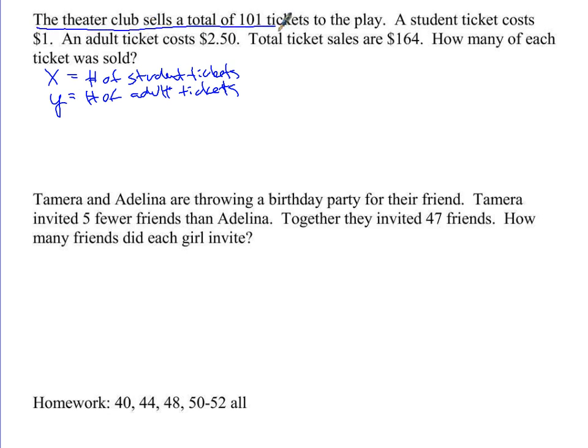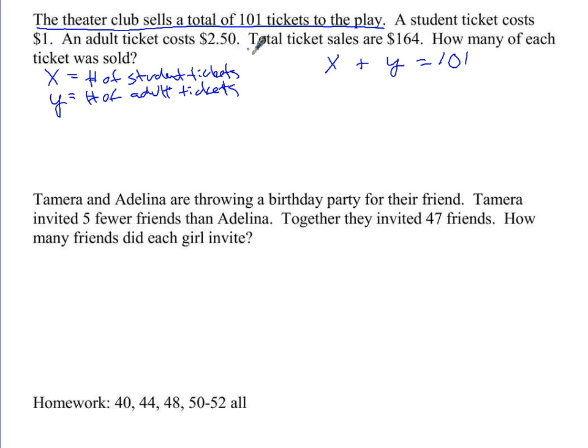So we have information. The theater club sells a total of 101 tickets to the play. You only got two kinds of tickets, student tickets and adult tickets. So if I add up the number of student tickets and I add to that the number of adult tickets, what do I get? 101. So that means that I'm going to write what for my equation? The number of student tickets plus the number of adult tickets was 101 total tickets. There's your first equation.